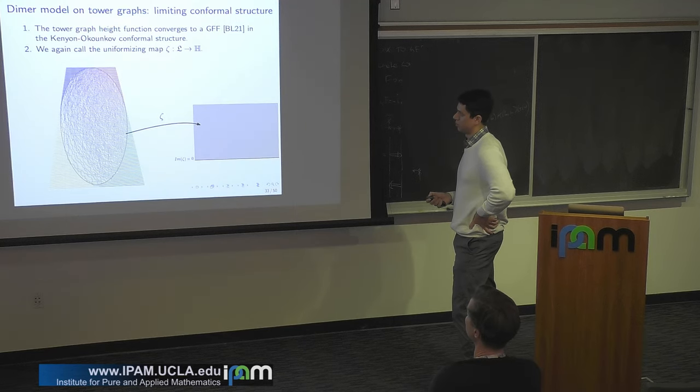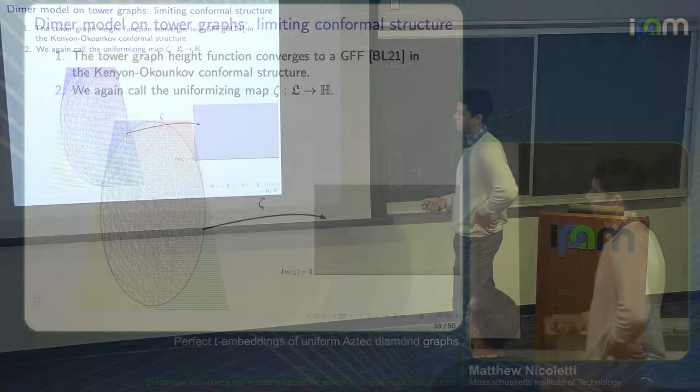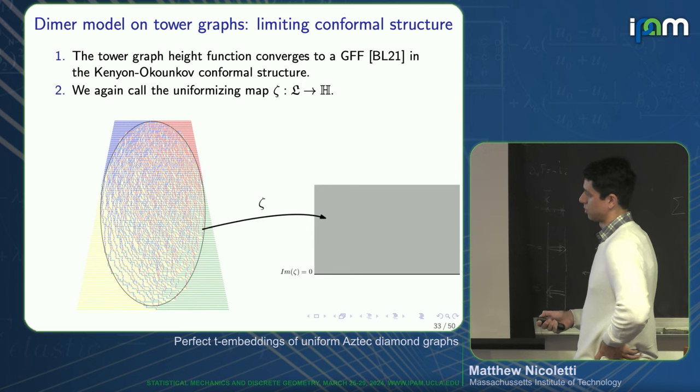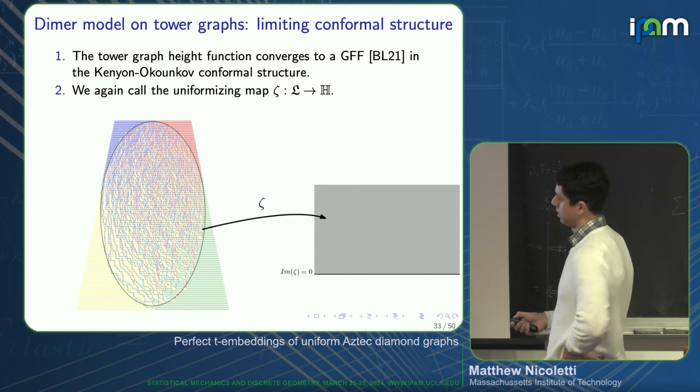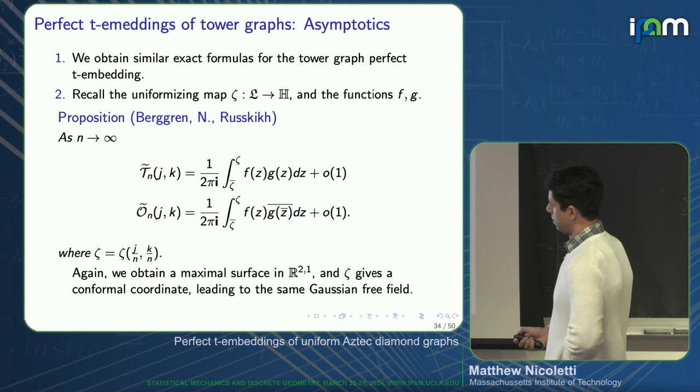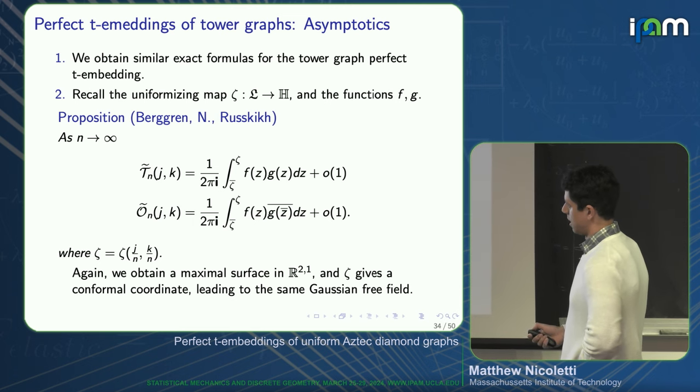Okay, so it's also known on this sequence of tower graphs that the height fluctuations inside this liquid region are converging to a Gaussian free field, and there's some uniformizing map. There's some complex structure associated to this GFF, and the uniformizing map we'll again call zeta. So we can compute similar exact formulas for these tower graph t-embedding and origami maps, and in terms of this uniformizing map, we again get these limiting formulas for the t-embedding and the origami map.